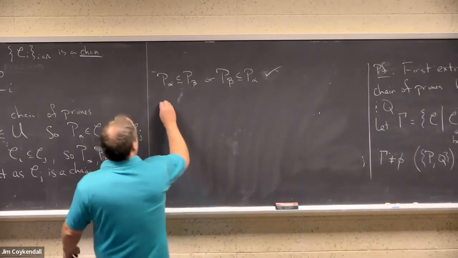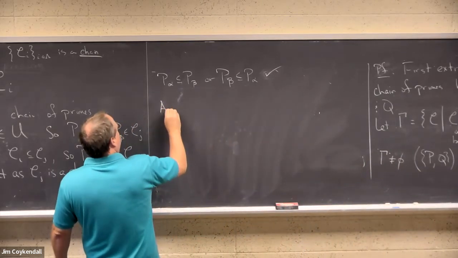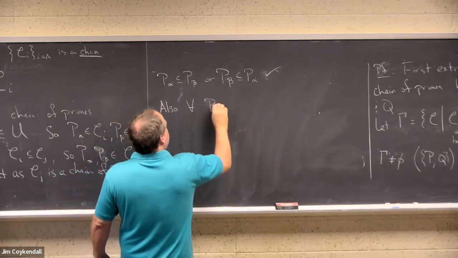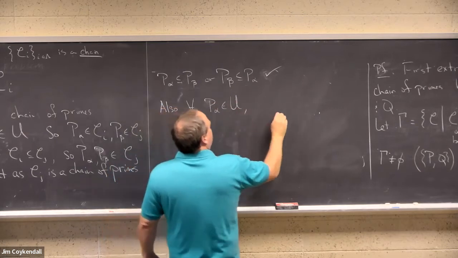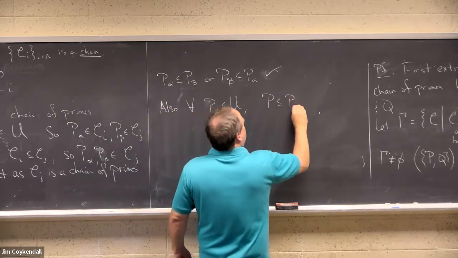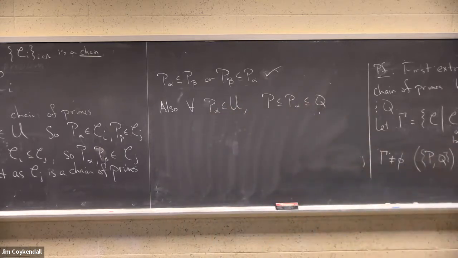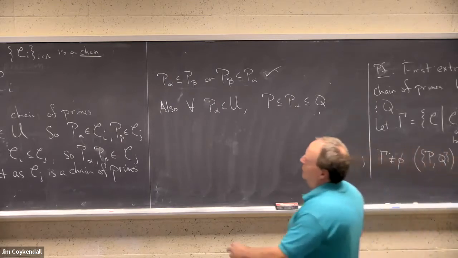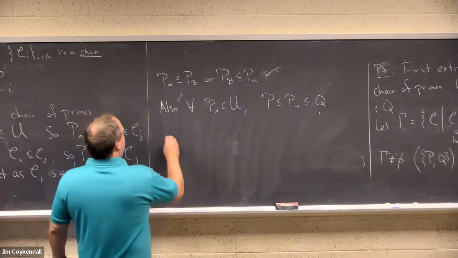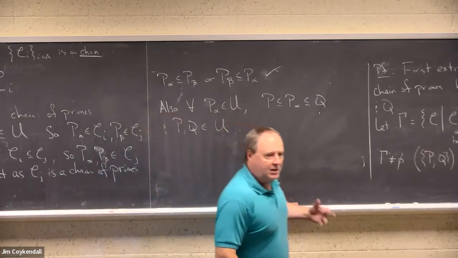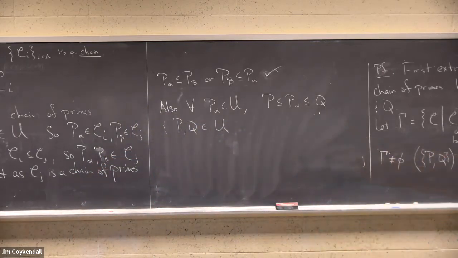Also, for all P alpha in U, of course, all the primes fall between P and Q, because all the primes in each one of these individual chains do, and P and Q are in U, because P and Q are in every one of the chains. All right, so I'm really making sure that I've got this all right.